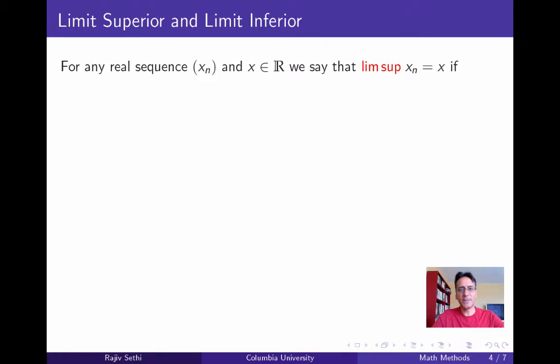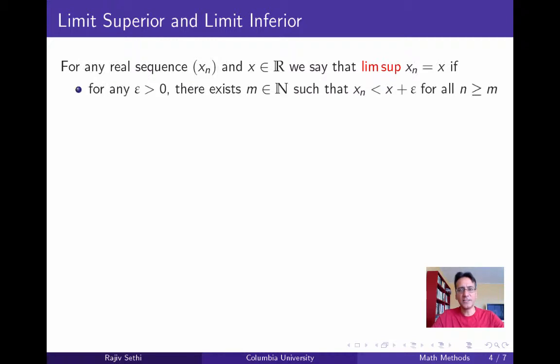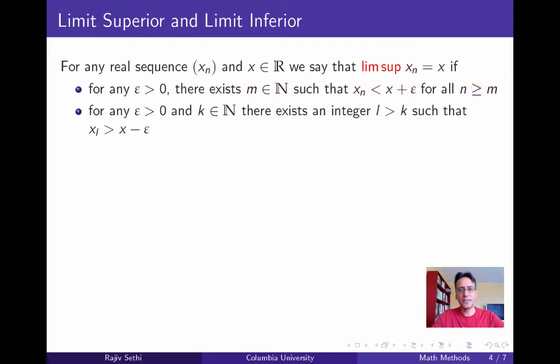Now before we do this, let's remind ourselves of a couple of concepts having to do with real sequences. So if x_n is a real sequence and x is a real number, we say that the limit superior, or the lim sup of x_n, is x if two conditions are satisfied. First, for any epsilon positive, there exists some number m such that once you get past this term in the sequence, every subsequent term is less than x plus epsilon. And this must be true for any epsilon positive. And second, for any epsilon positive and any natural number k, there exists a larger number L such that x_L is larger than x minus epsilon. And this must be true for any epsilon positive.